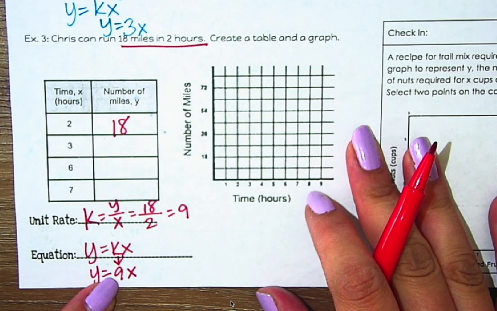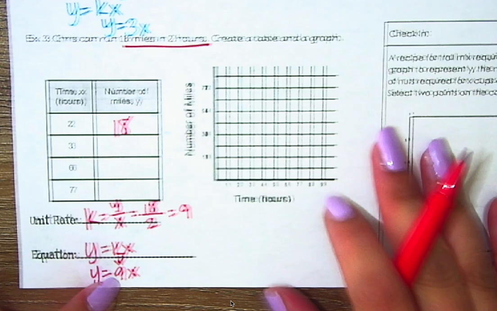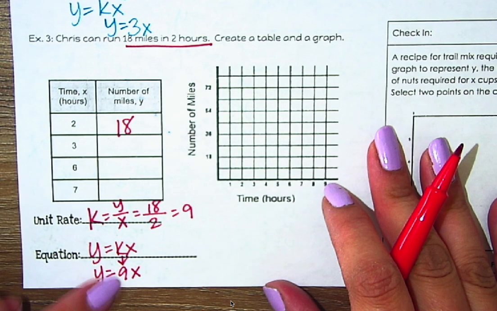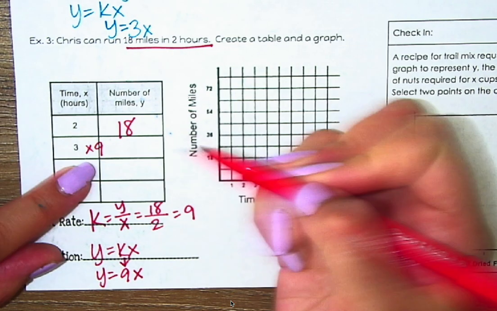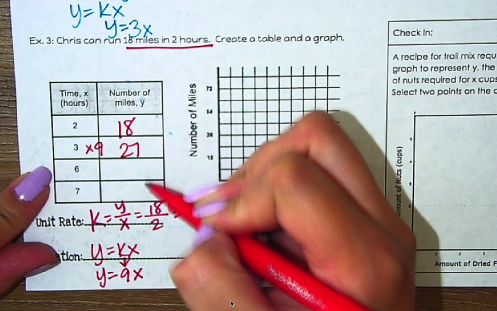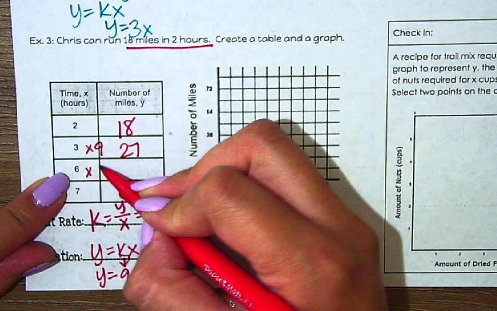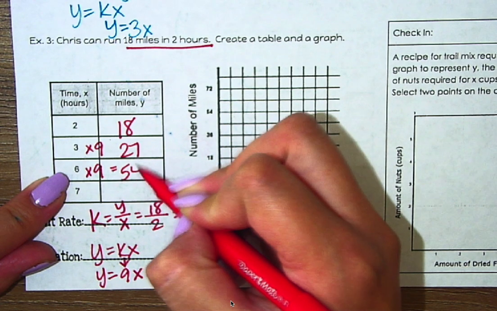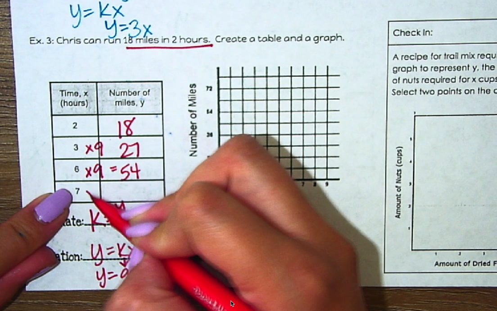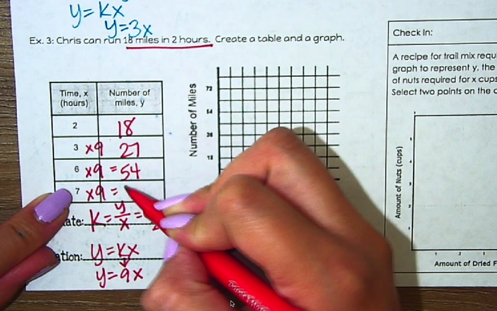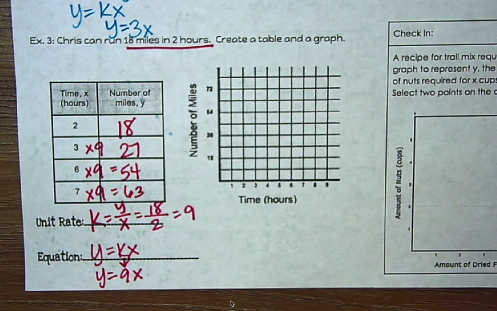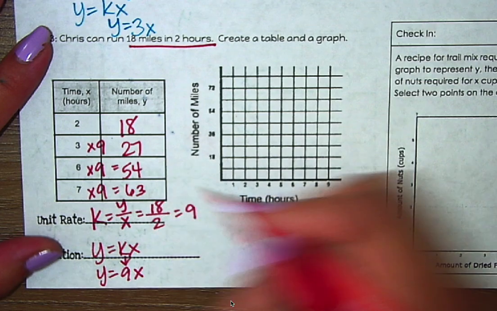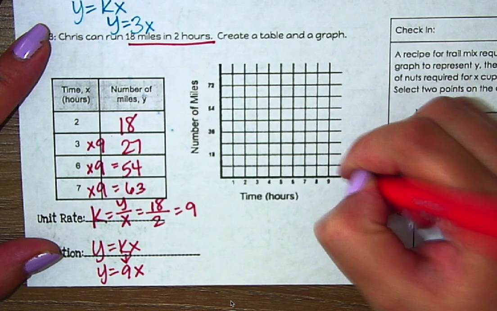So this time, this tells me that I'm just going to multiply my X values by the number 9. Okay? So I'm going to multiply 3 times 9, which is 27. 6 times 9, which is 54. And 7 times 9, which is 63. Right? Okay.